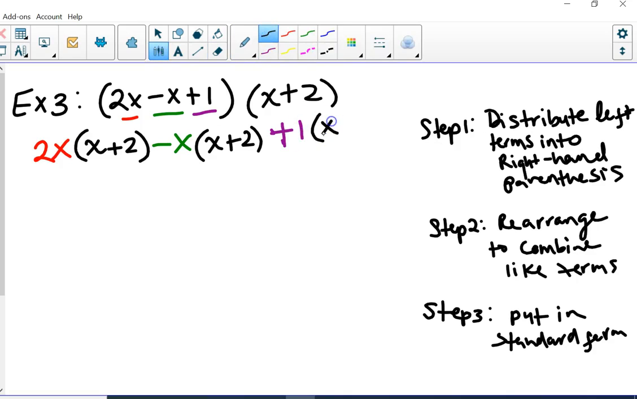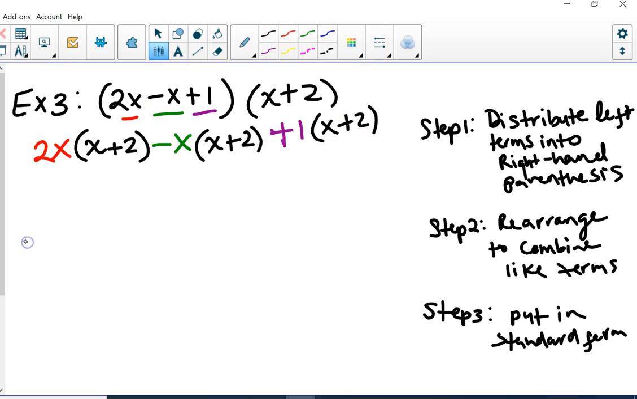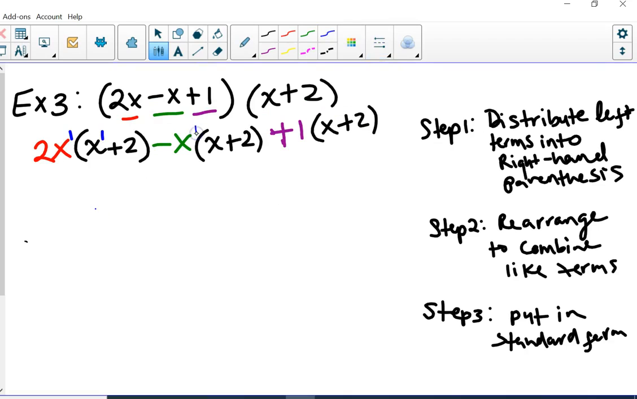I'm going to write that times x plus 2. Alright, that's step 1. Now let's go ahead and distribute. Step 1 is to write it like this, then distribute it. Remember, before you start distributing, identify those 1 exponents so you don't forget about them. So we have 2x to the 1, x to the 1, x to the 1, x to the 1.